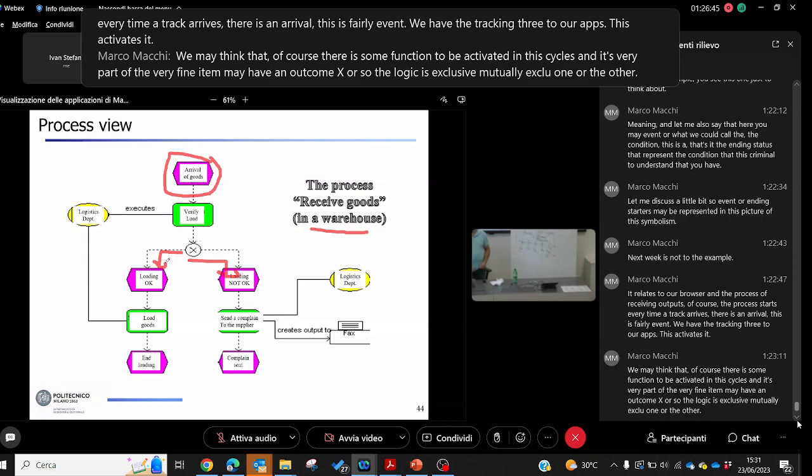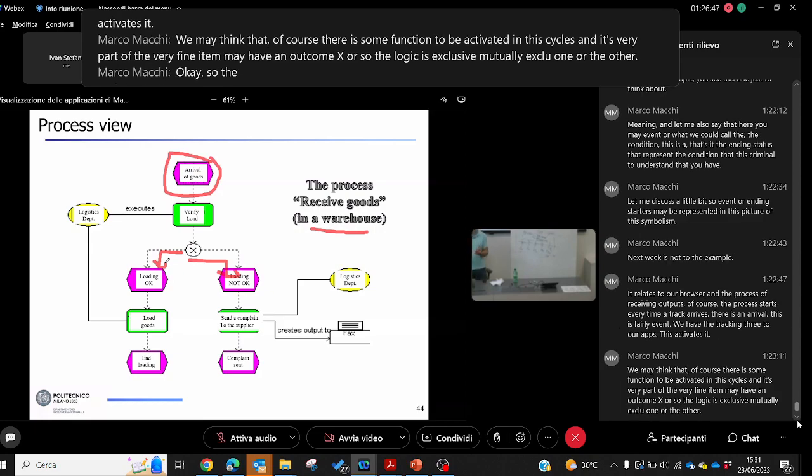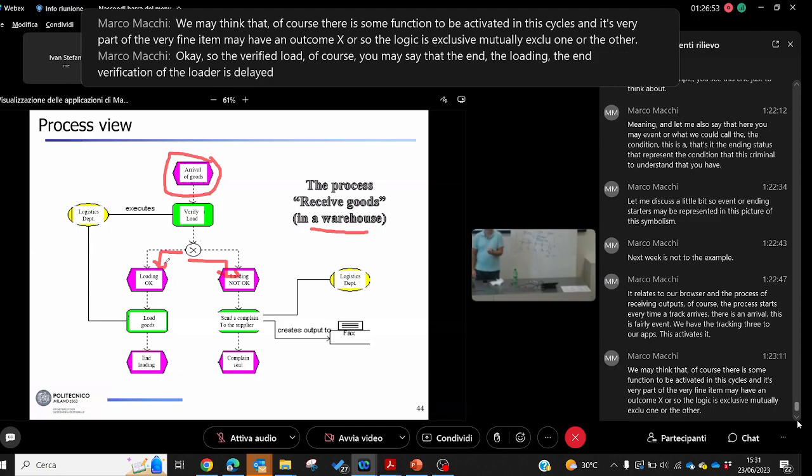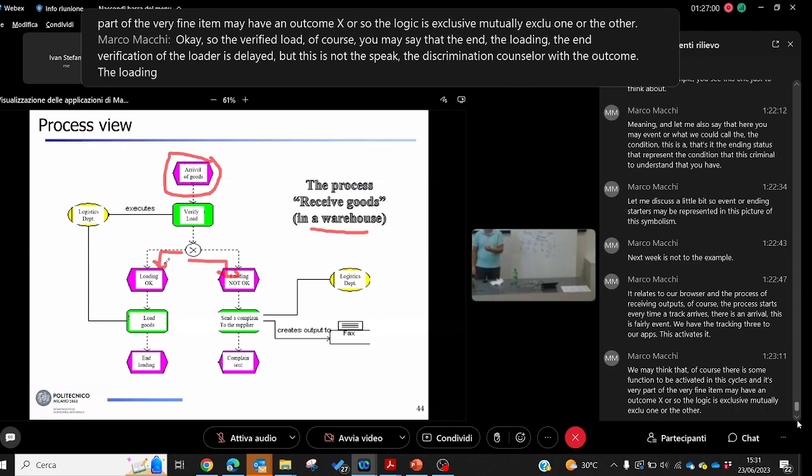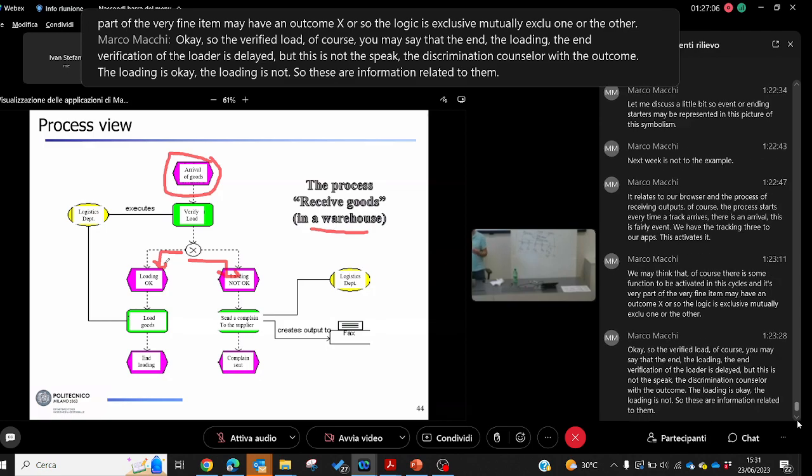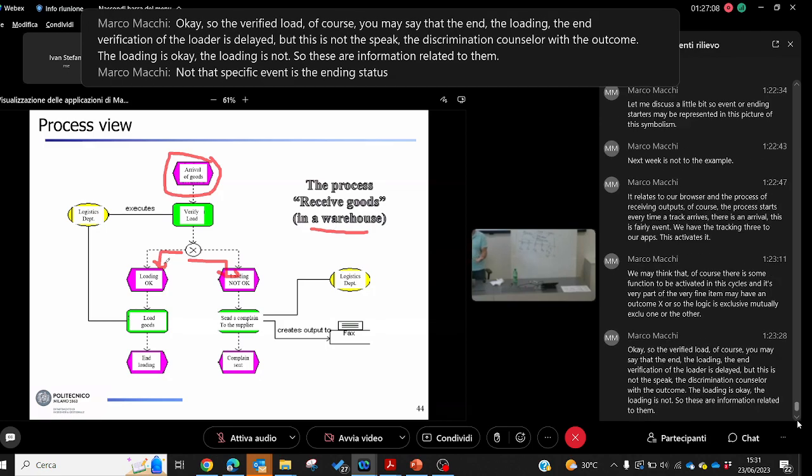So the verified load, of course, you may say that the end of the verification of the load is the event. But this is not discrimination. The discrimination comes with the outcome. The loading is okay, the loading is not. So these are information related to the event. They're not the specific event. It's the ending status related to them. It's like the quality control I was mentioning before. It's good or not?